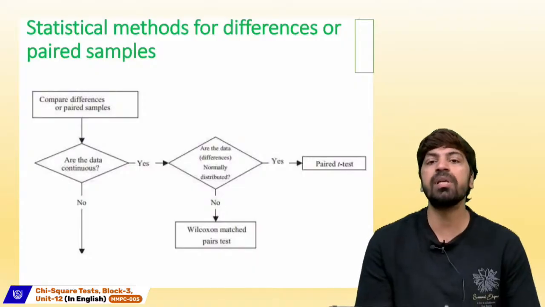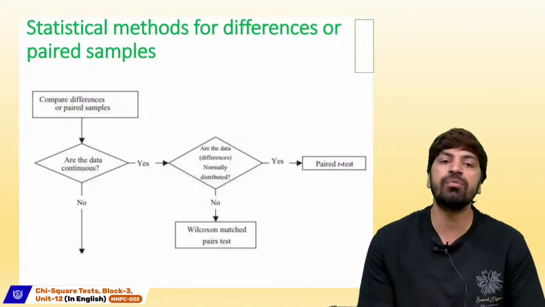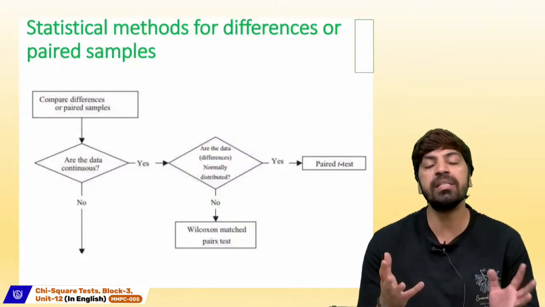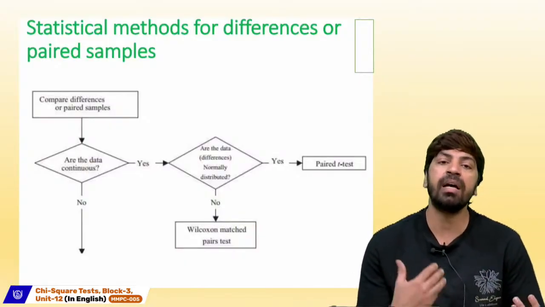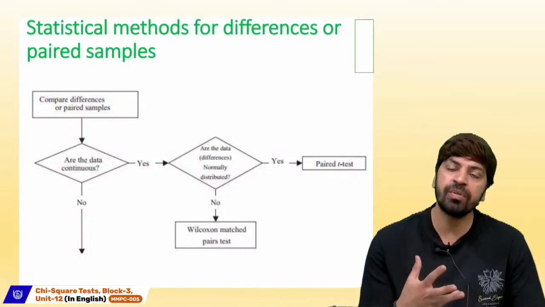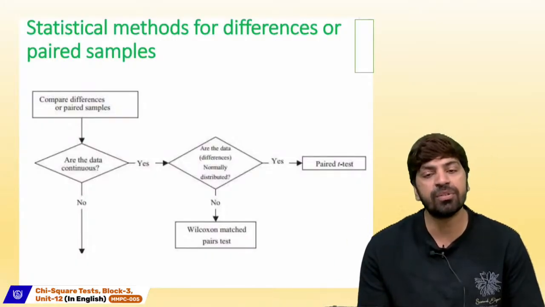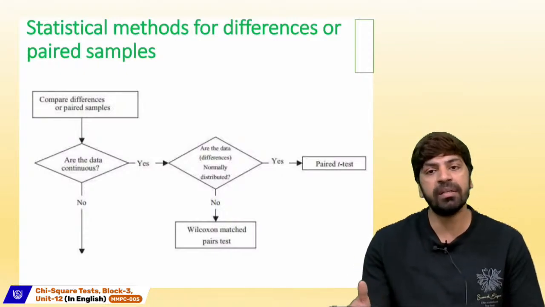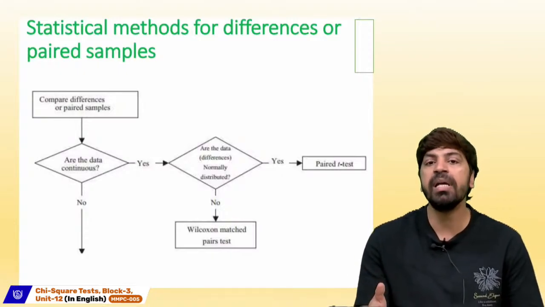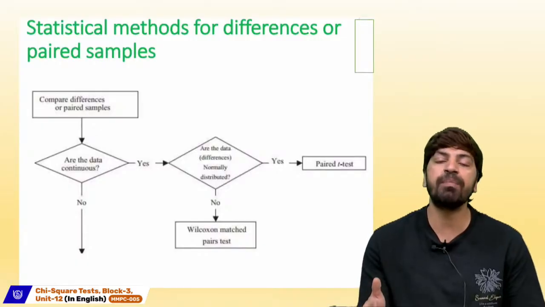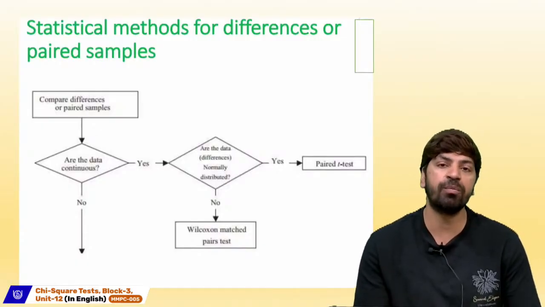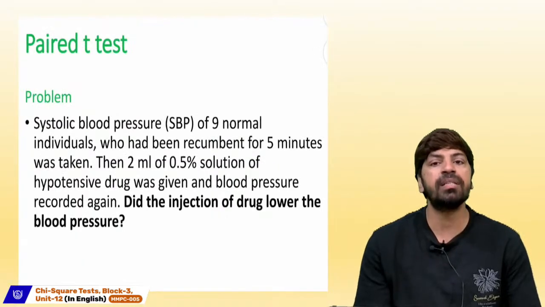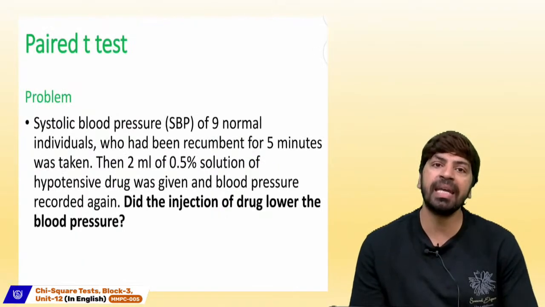So this is how we have to estimate which test is referred to when the data is continuous, and whether it is normally distributed or not. If it is normally distributed, it is the paired t-test. If it is not, the Wilcoxon matched-pairs test could be used. So let's talk about the paired t-test.